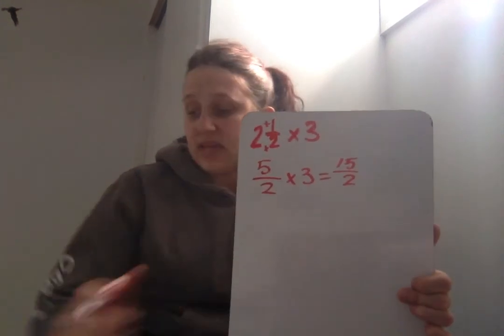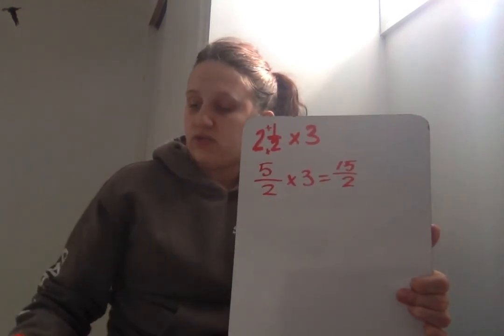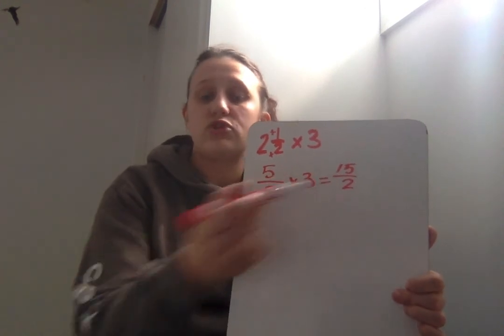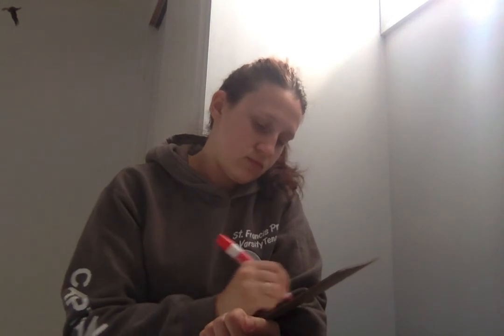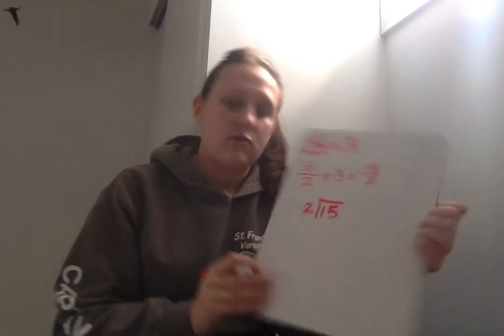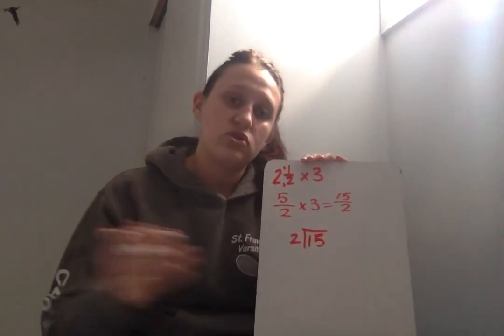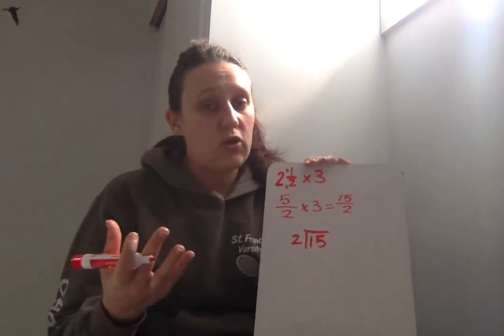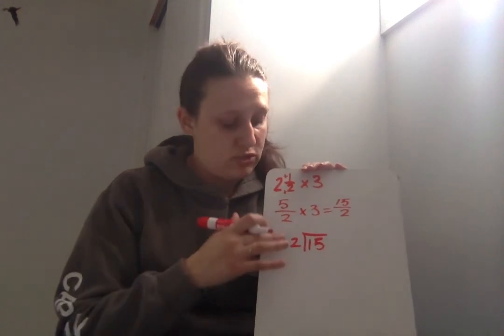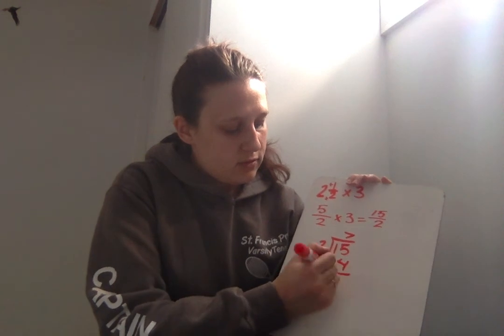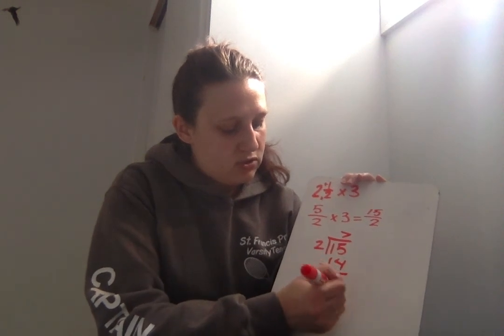But they want this, and this is why it's important to read. Write your answer as a mixed number, so they do not want it as 15 over 2. So we could just do 15 divided by 2. What's 15 divided by 2? You can just count up by 2's. The closest you can get without going over is 14. So that's 2 times 7 is 14. And that leaves us with a remainder of 1.